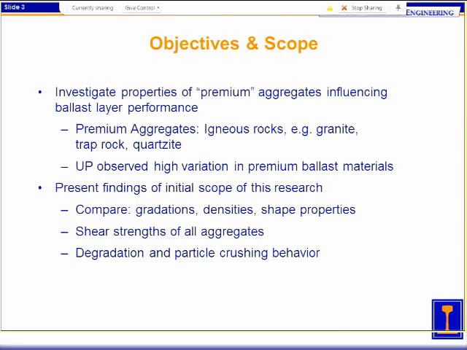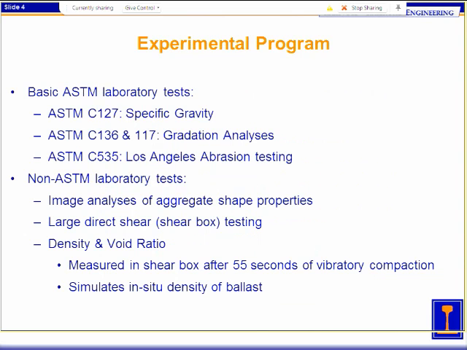So we will present the findings of the initial scope of this research, and actually we're getting more toward the end scope of this research. We'll compare various physical properties of the rock, shear strength, degradation, and particle crushing, and in addition move into some of the new things we've been testing, such as permeability, and we'll also compare a little bit of the petrography of the rocks. So our experimental program, I'll run through this really quick.